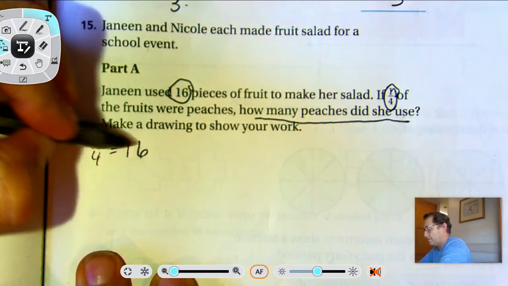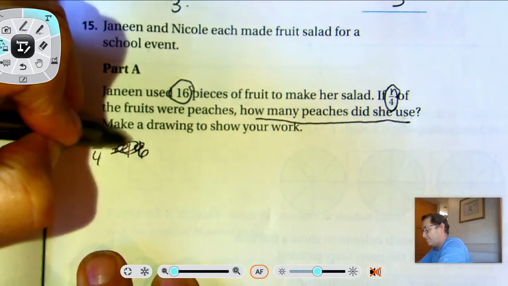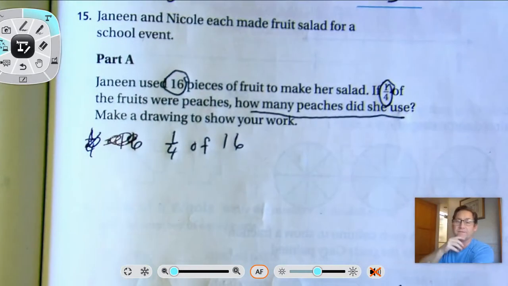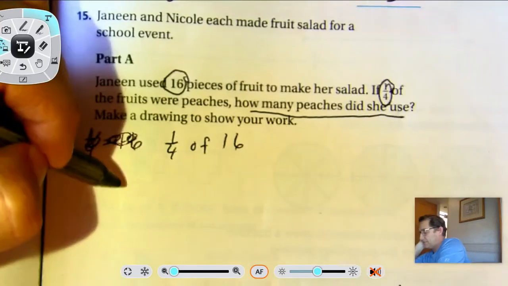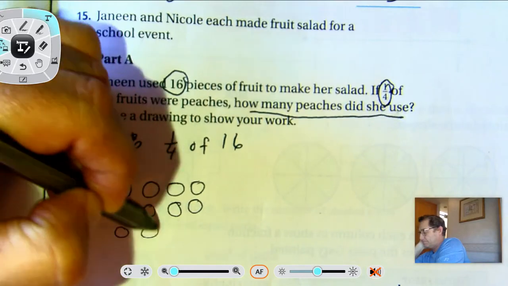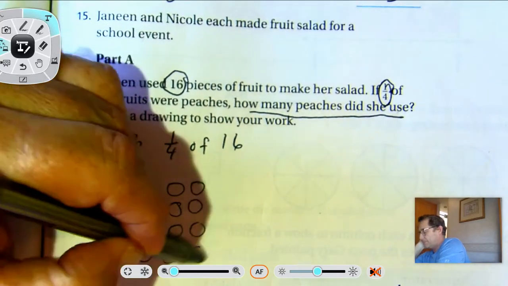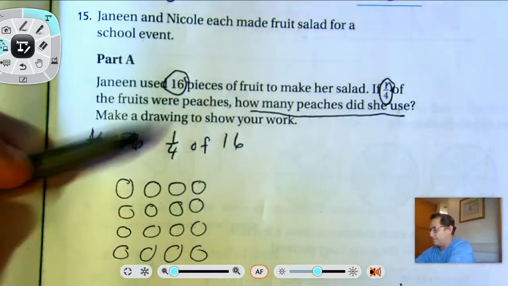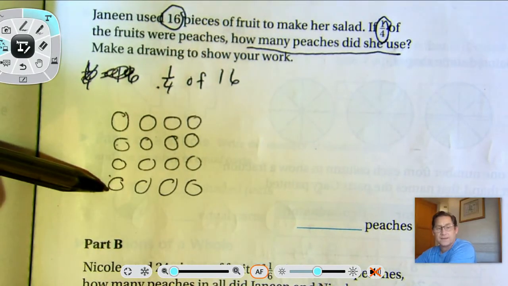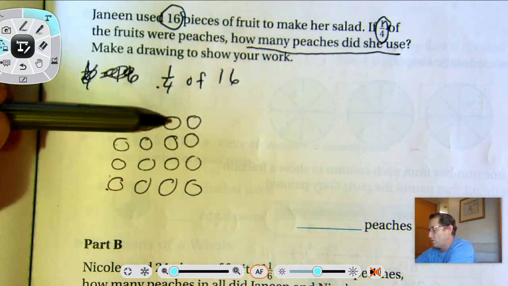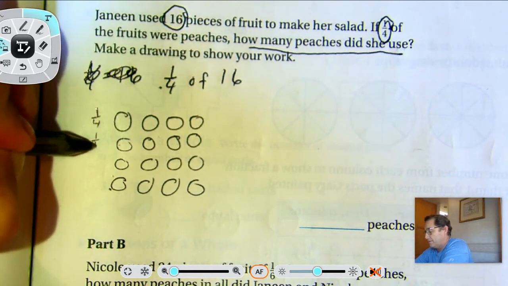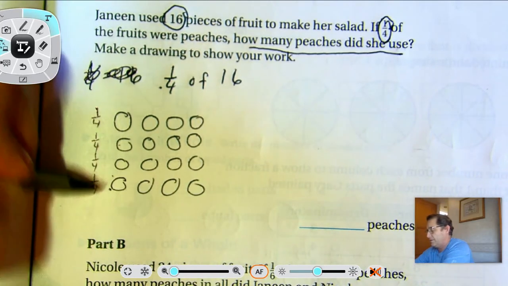No, sorry. We need to find 1/4 of 16. That's what we're required to find. So let's put out 16 pieces of fruit. Okay, and the denominator told me there was going to be 4 rows. So I'm going to keep adding to those rows until I get to 16. So this is 1/4, this is 1/4, this is 1/4, and that's 1/4.